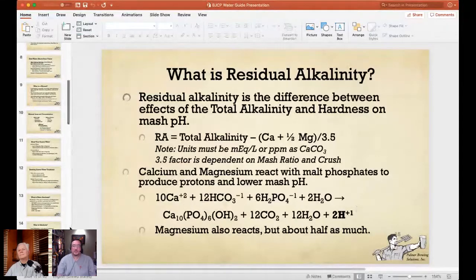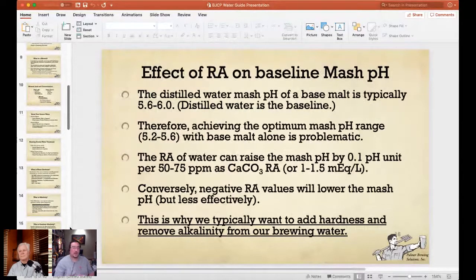So, as an example, let's look at an example mash here. We have the distilled water mash pH of a base malt. If you take base malt, such as Pilsner malt or Pale Ale malt, and you mash it in distilled water, you would typically see a mash pH of somewhere between 5.6 and 6.0. 5.8 is your typical average.